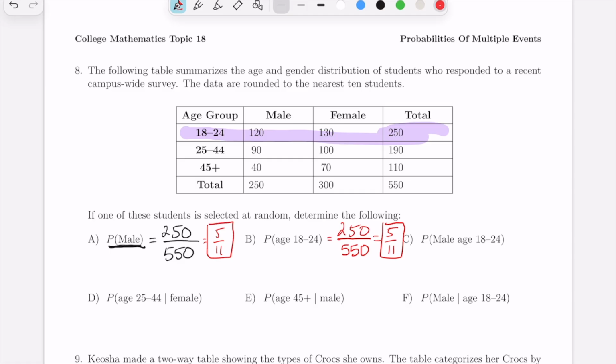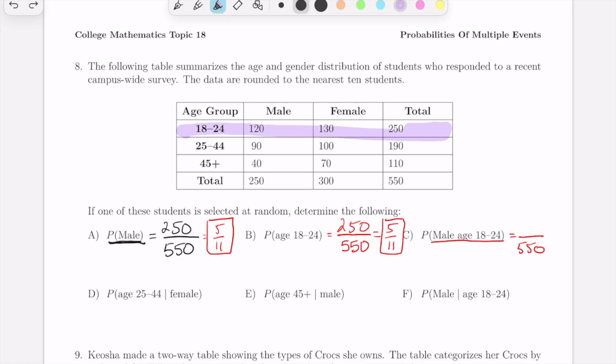Part C, the probability of a male aged 18 to 24. Well, in total, there were 550 people selected, and all we've got to do is identify the males of that age group. There were 120 males, because if you didn't see that, all I'm looking for is here's the 18 to 24 group, here's the males, and where we overlap, that would be the 18 to 24 males, which of course is 120. So put our 120 on top, and then we can reduce that down, divide the top and the bottom by 10, and that will get us 12/55.